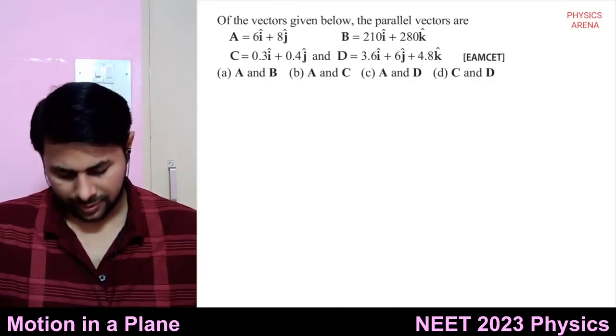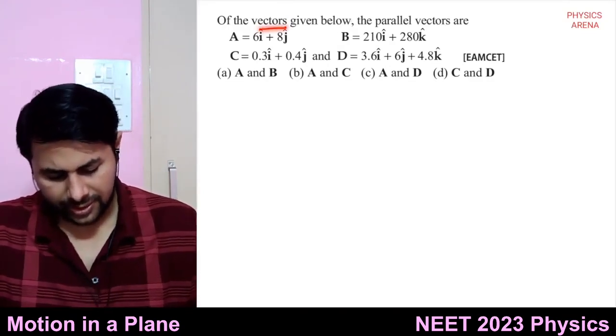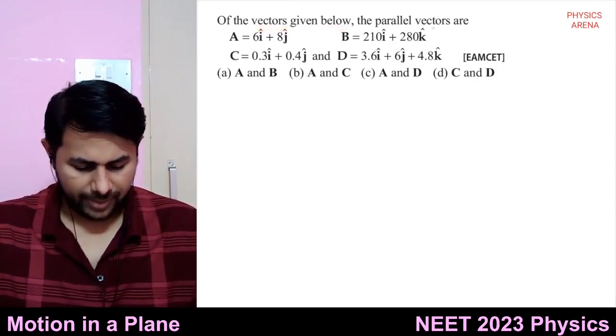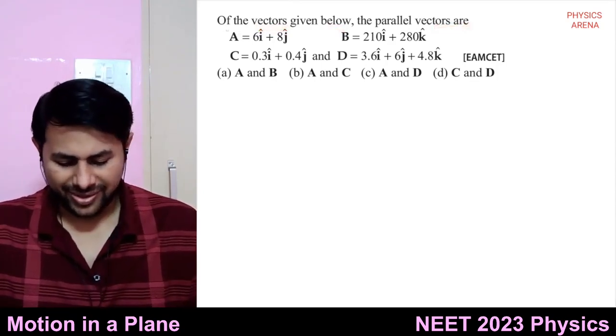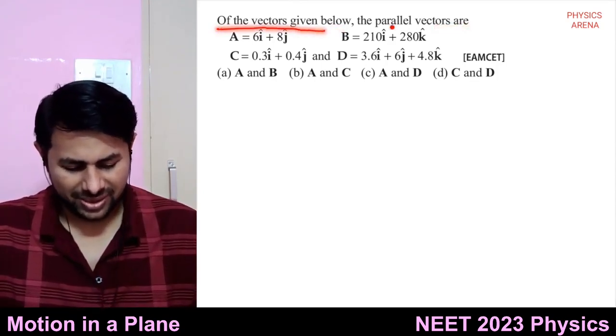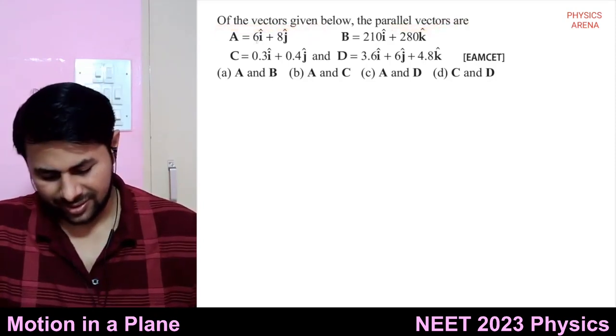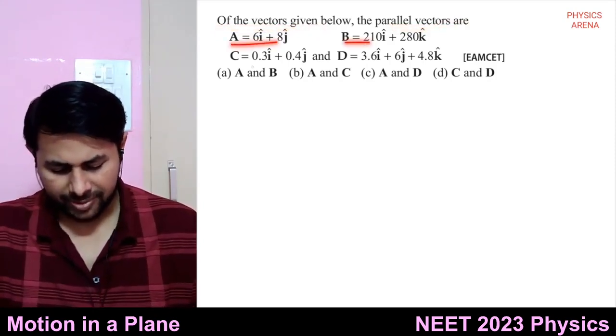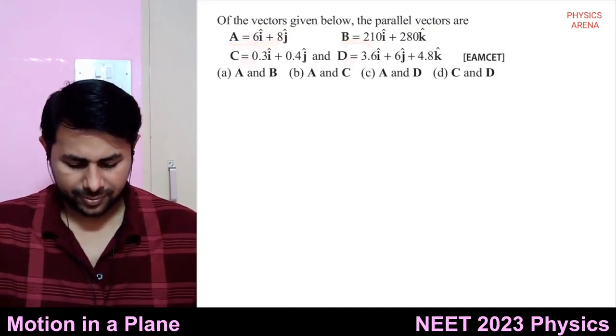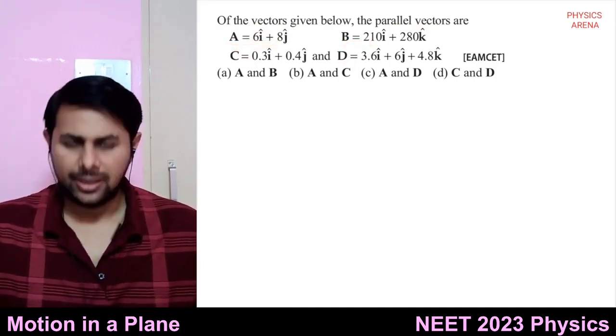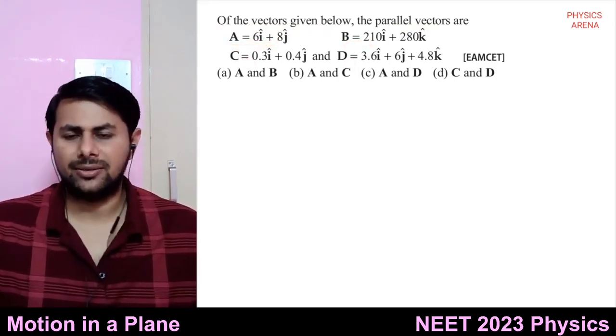Next question. Of the vectors given below, the parallel vectors are. So these are vectors a bar, b bar, c bar and d bar. So can you tell how to check whether two vectors are parallel?